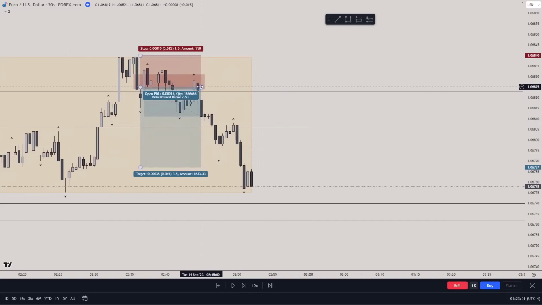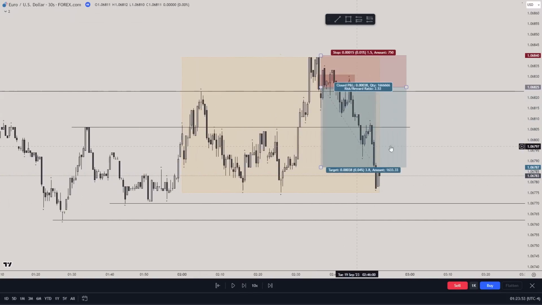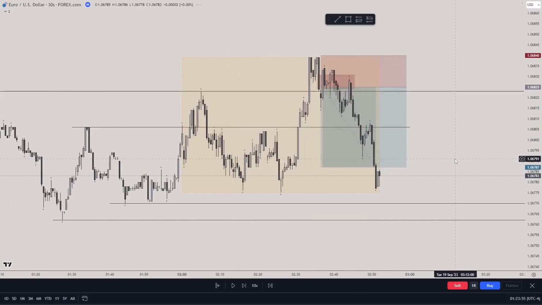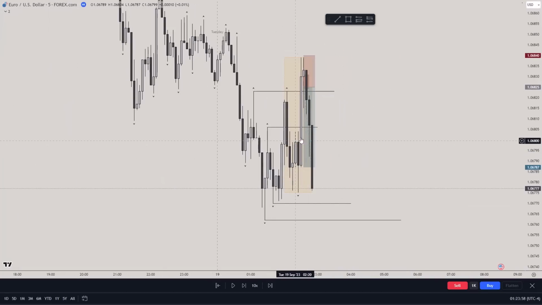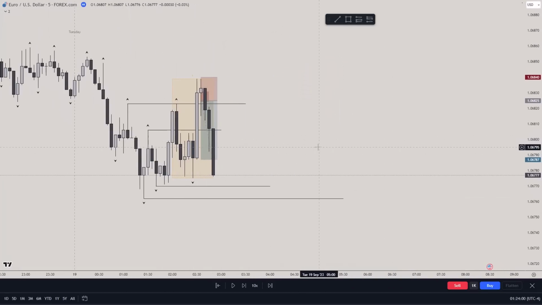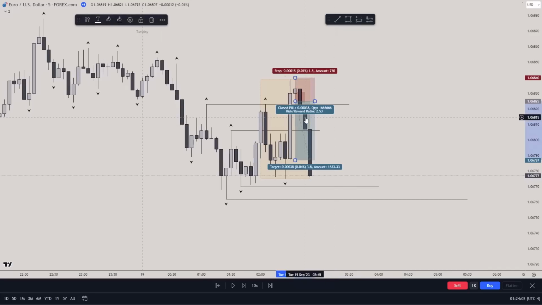And yes, it does. So this was a winning trade, very nice trade. Now we go back to 5 minutes. Let's see if we had a sweep of a fractal high or fractal low. And in this case, I'm gonna remove this.